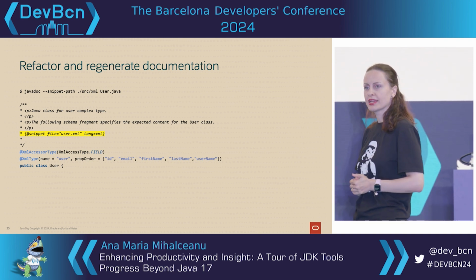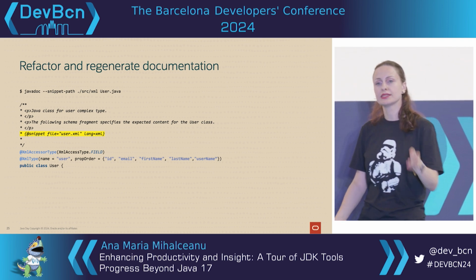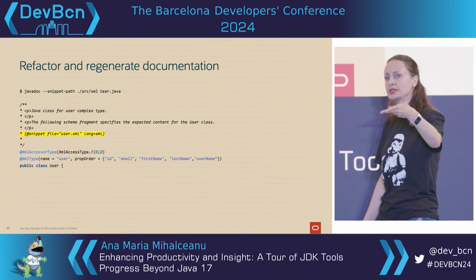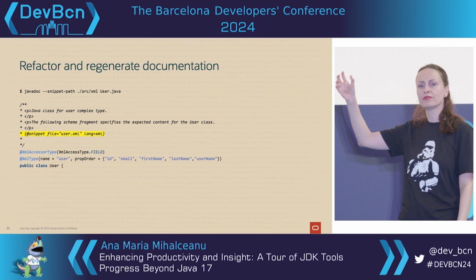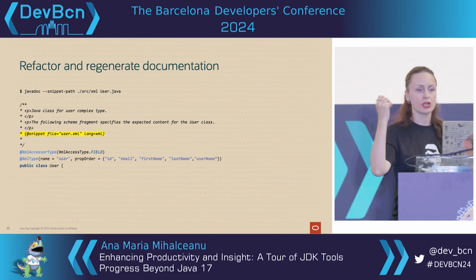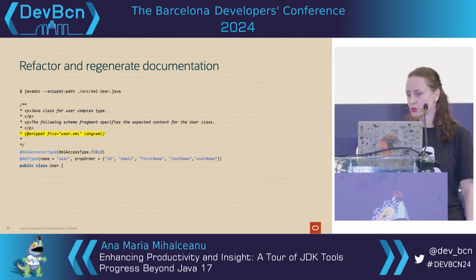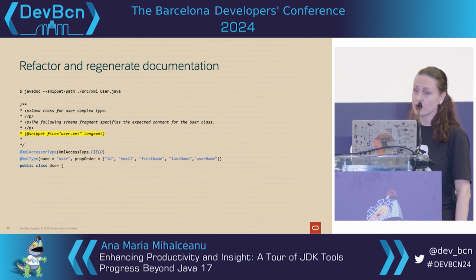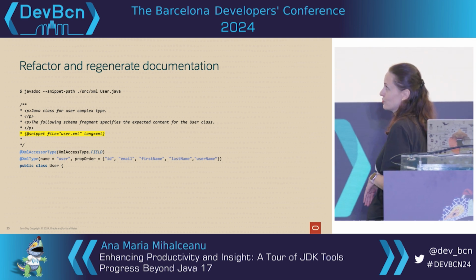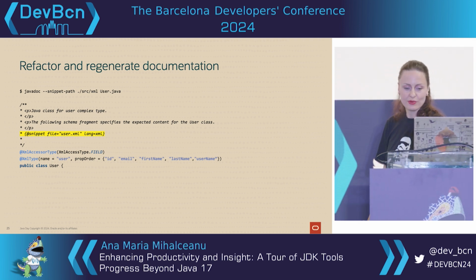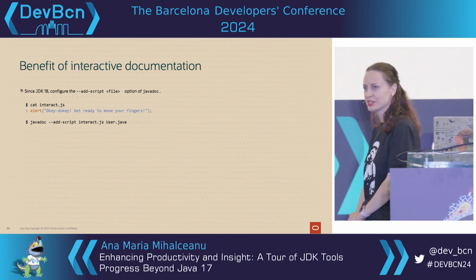So JavaDoc came with an extra option of saying --snippet-path, where are the snippets, so that it generates documentation, including those separate files that can be maintained along with your code and tested by using regular tools. But that's not the only great thing that came after 17 with JavaDoc. Another great thing is that you can now have interactive documentation.